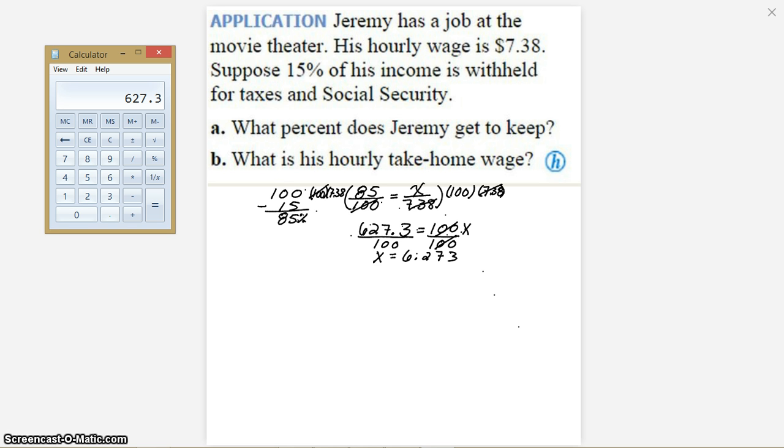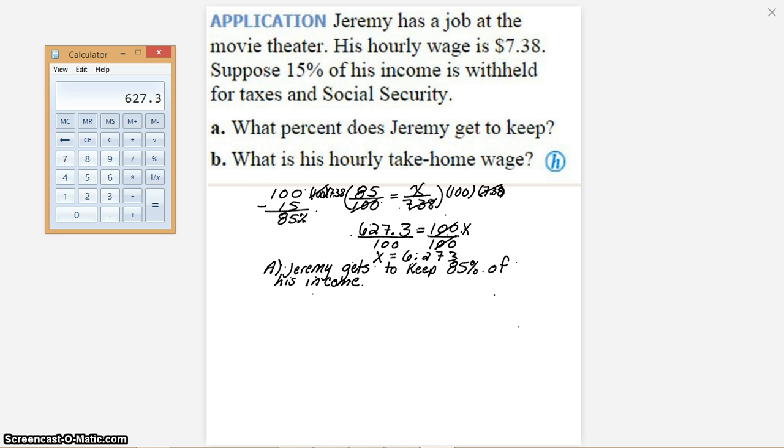Now, what does this mean? What's the question we're answering? Let's do both of them. For A, we're going to answer these incomplete sentences. What percent does Jeremy get to keep? So you have probably done this in your head already. Jeremy gets to keep 85% of what? Of his income, right? Of his income.